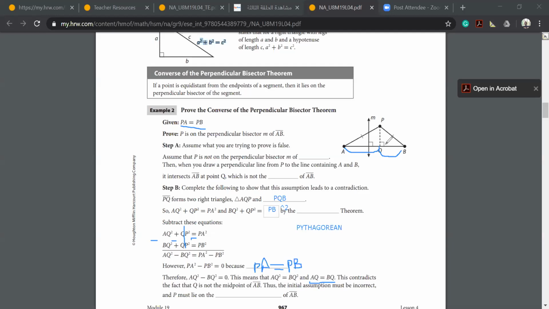Since these two parts are equal, and this is 90 degrees, we can say that PQ is the perpendicular bisector of AB. So here, girls, you are going to write P lies on the perpendicular bisector of AB. This is how we proved it. So we proved our question. Is it okay? Understood?